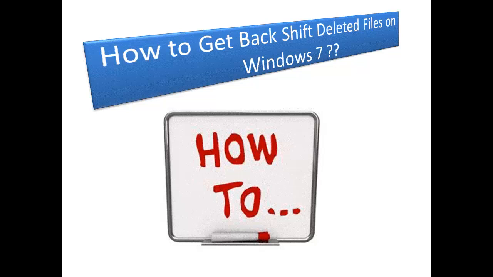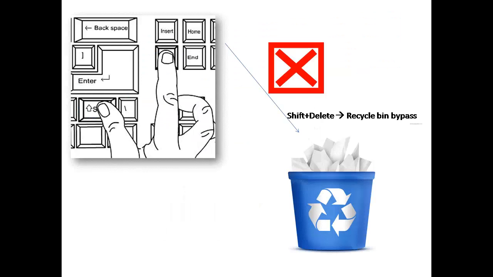Hello everyone. At the end of this video, you will get to know a way of recovering the files on Windows 7 operating system which are deleted by using Shift-Delete key combination. We all know that using this way of deleting a file will result in deleted files bypassing the recycle bin. But the fact is, your files are still on the hard drive.